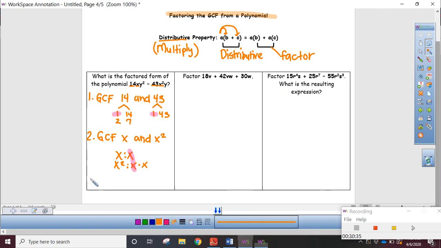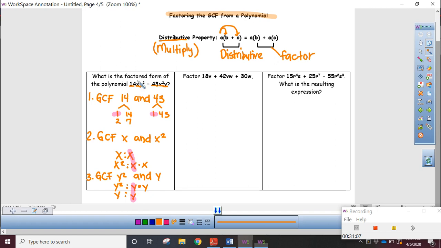Now step 3. We'll find the GCF of y squared and y. We have y squared, which is the same thing as 2 y's, so y times y, and then y by itself. So the only thing they have in common is a y. So we see here what they all have in common: they have a 1, an x, and a y in common.